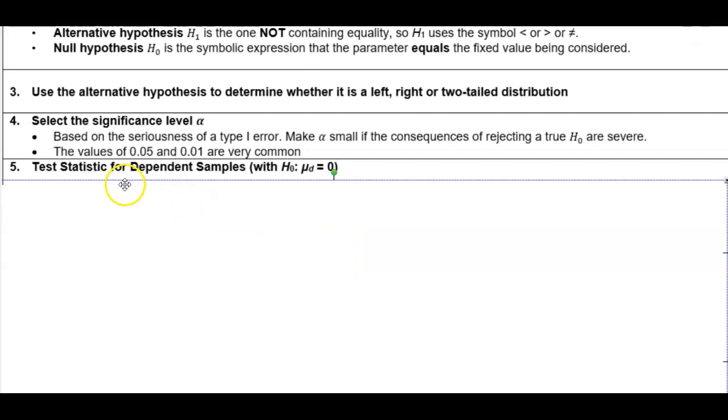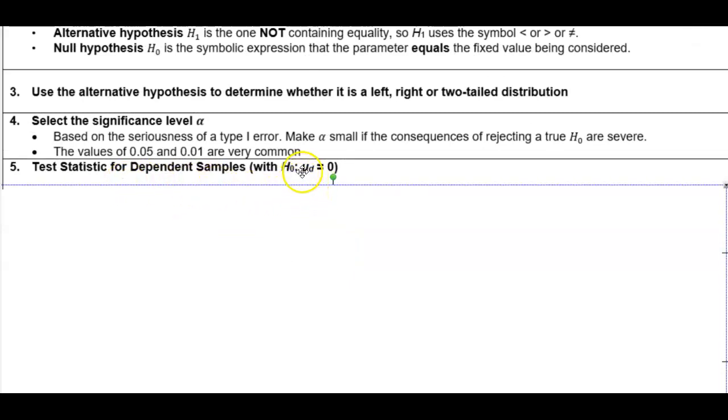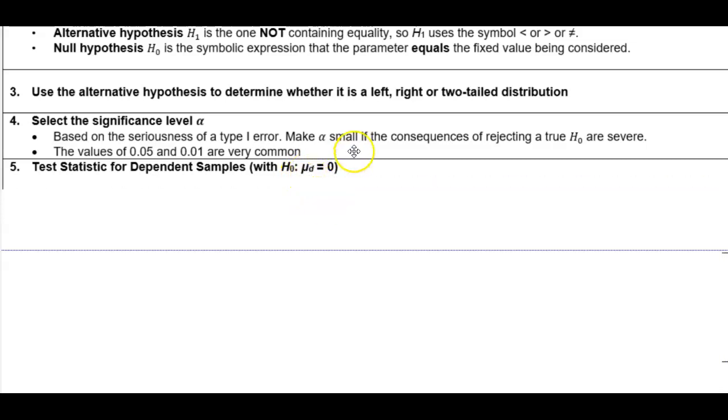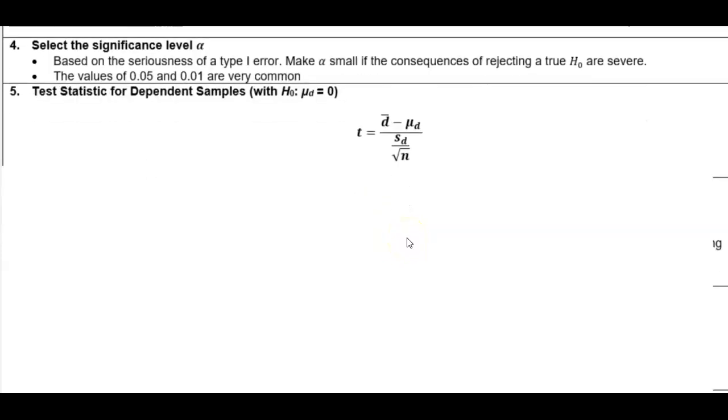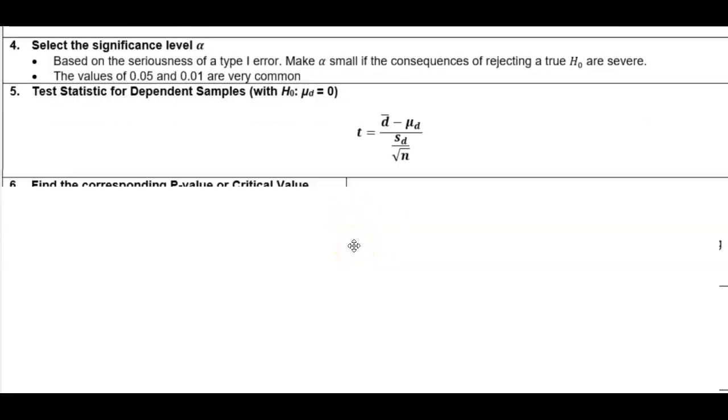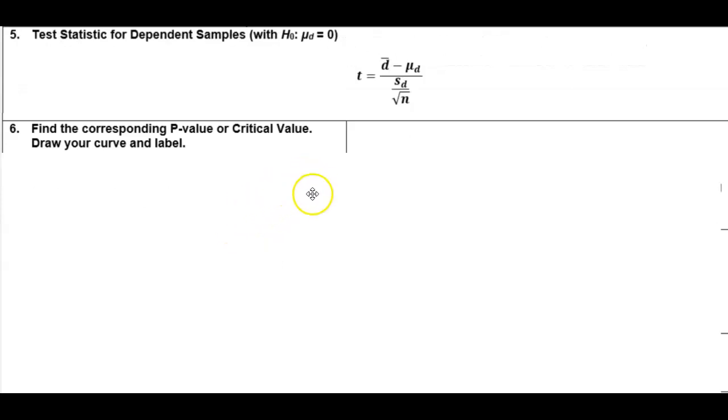Okay, now the test statistic for a dependent sample, with the null hypothesis being that the mean of the differences is equal to 0. T is going to equal the mean of the differences minus the population mean of the differences, divided by the standard deviation of the differences over the square root of n, which is the sample size. So, finding the corresponding p-value or critical value. And so you always draw your curve and label.